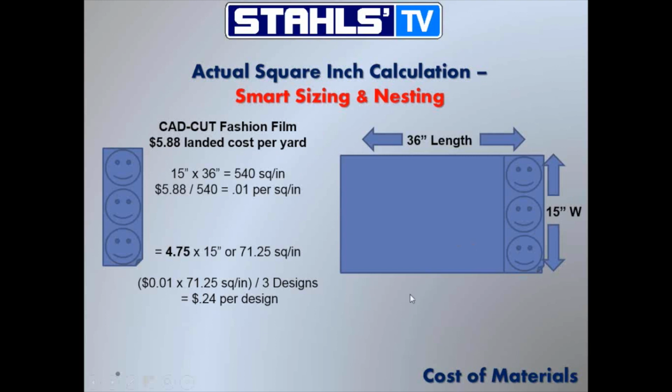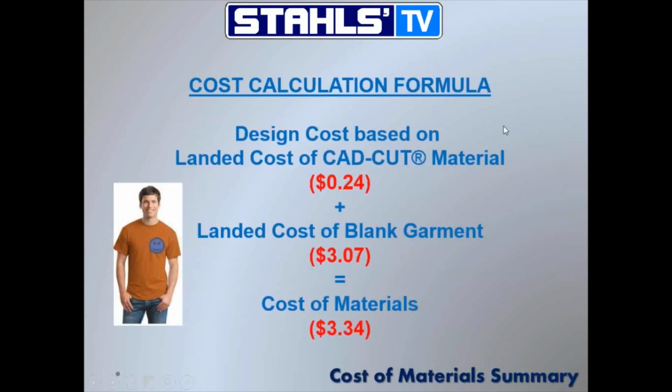It's a pretty basic concept, but one that needs mentioned. So here's what we have in summary for our cost calculation. Remember, what we were trying to find is the cost of the materials, which was the first piece of it. So our design cost, based on the landed cost of $5.88 on fashion film, and doing it 4 3/4 instead of 6 inches, was 24 cents per design. Our landed cost of the blank garment was $3.07 based on the dozen order. So you get your cost of material of $3.34.